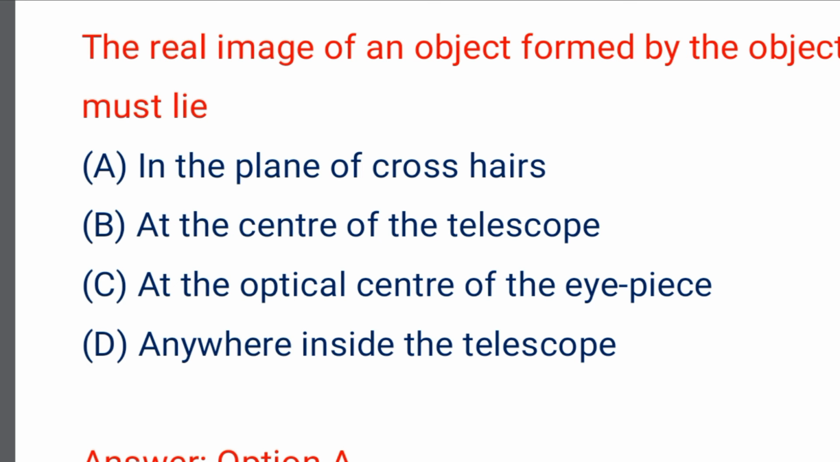Next question, the real image of the object formed by the objective must lie option A in the plane of crosshairs, option B at the center of the telescope, option C at the optical center of the eyepiece, option D anywhere inside the telescope. The correct answer is option A in the plane of crosshairs.